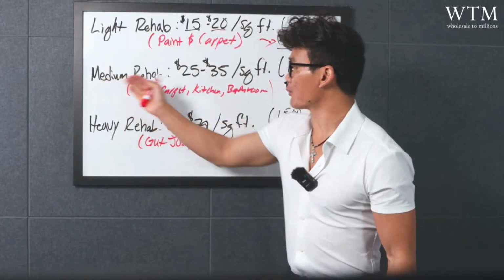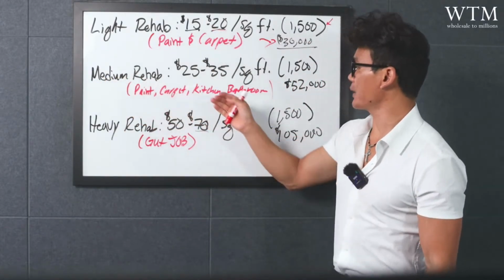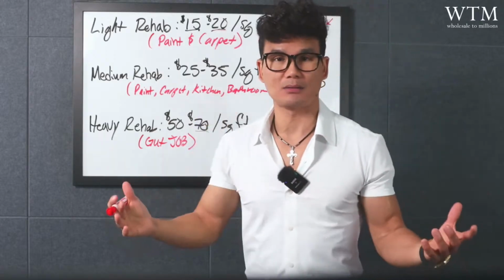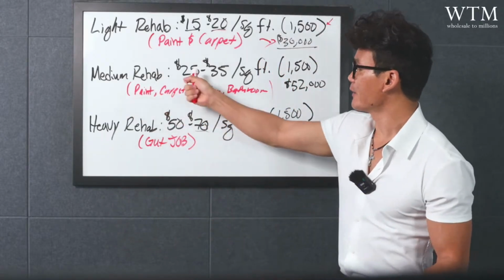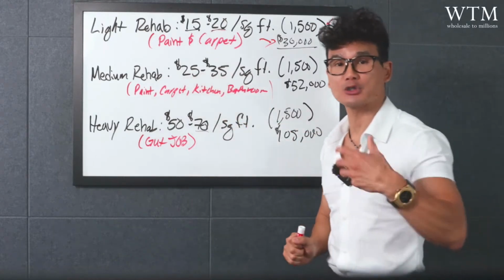Now, if it's a medium rehab, that is paint, carpet, kitchen, bathrooms, remodel, and windows maybe in here as well, use $25 to $35 per square foot.